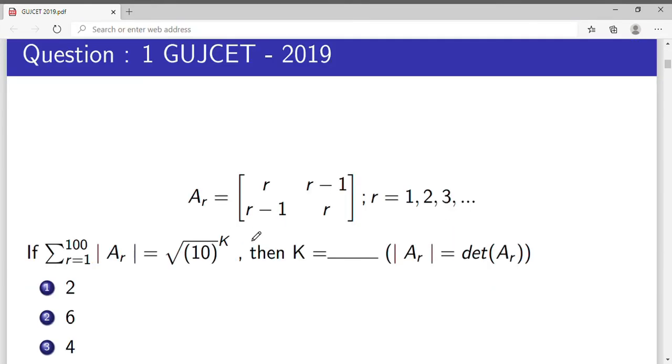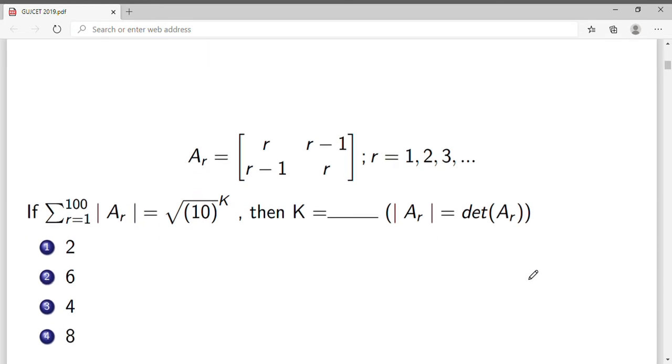Matrix A_r is equal to, first row r minus 1, r minus 1, r, where r is equal to 1, 2, 3 and so on. If the summation of r from 1 to 100 of determinant of A_r is equal to the kth root of 10, then k is equal to blank. Four options are given. First option is 2, second is 6, third is 4 and fourth option is 8. Now the question is to find the value of k.